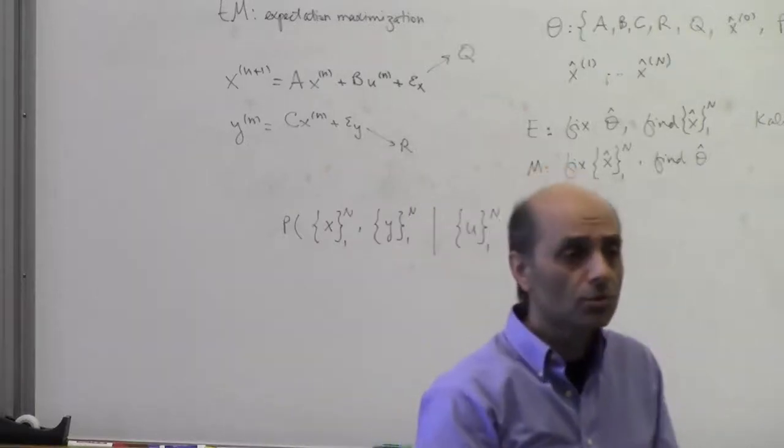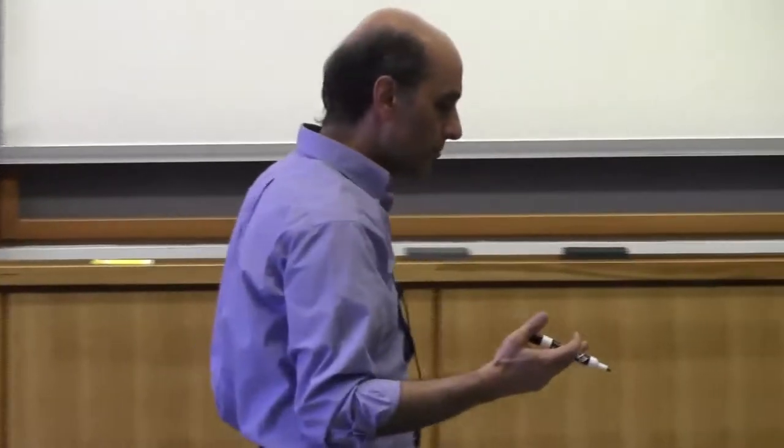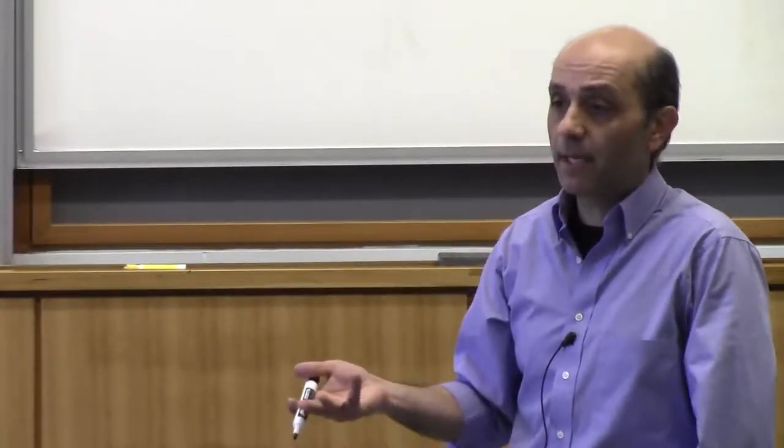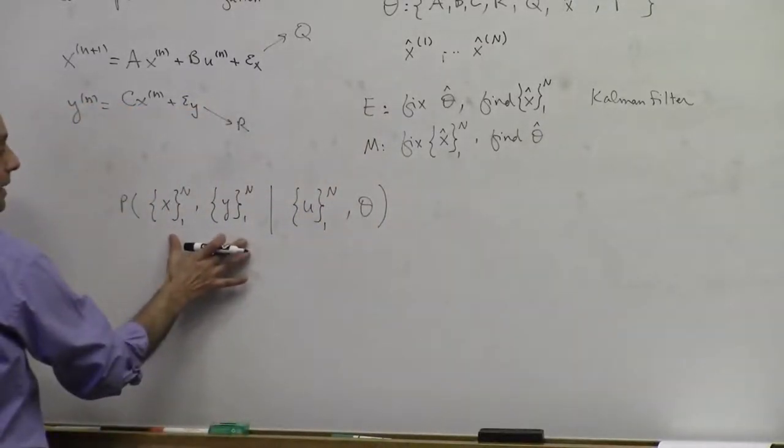So what I'm going to do is write for you what the complete log likelihood is. Just like every other time when we do a likelihood, we find the conditions that maximize that likelihood. So we're going to write the joint probability of all the hidden states x and all the observations, assuming that we know the parameters of the system and the inputs u. Once we've written that likelihood, we take the log of it, and then we find the parameter theta that maximizes it. That's what we're going to do today. So the key step is this. This we know how to do. This is the E step. The M step is to find the parameter theta that maximizes this quantity.